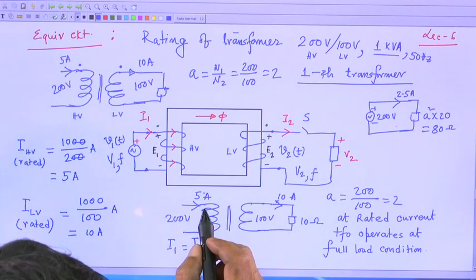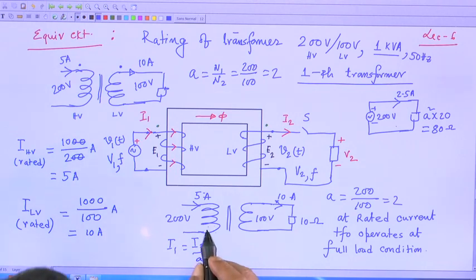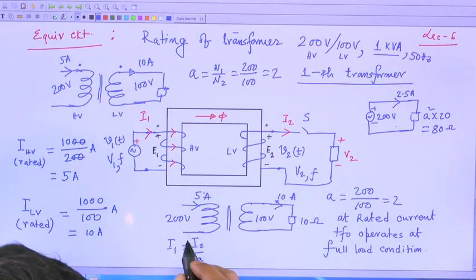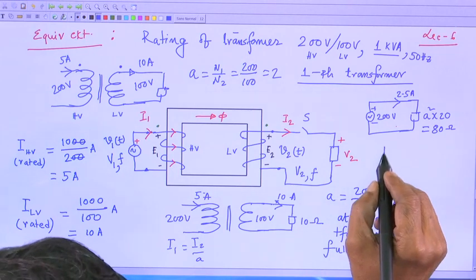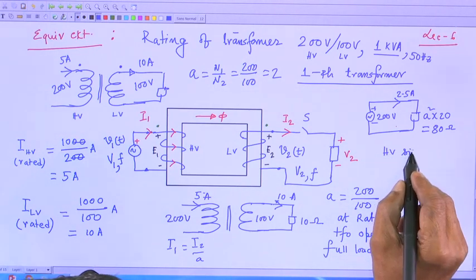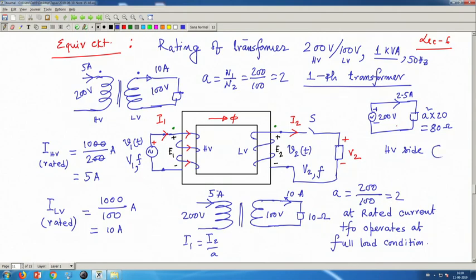Therefore, on HV side, thicker conductor will be used. HV side, conductor cross section will be thicker. I am just drawing symbolically. LV side, conductor cross section will be less. LV side it will be high, correct, sorry, because LV side conductor, okay.